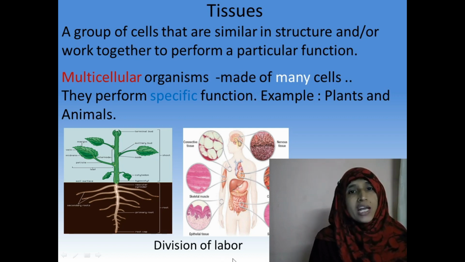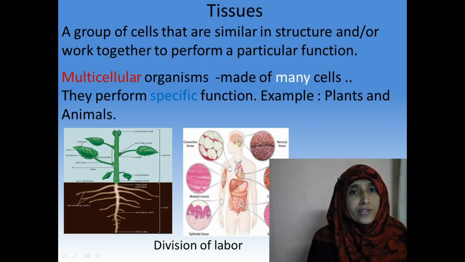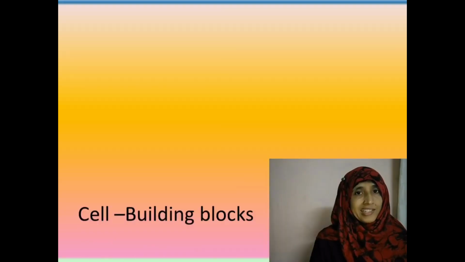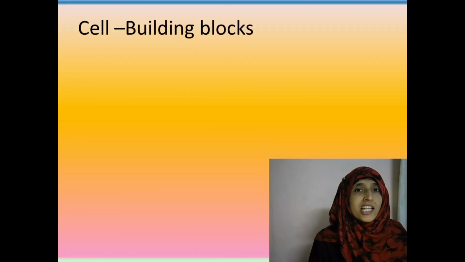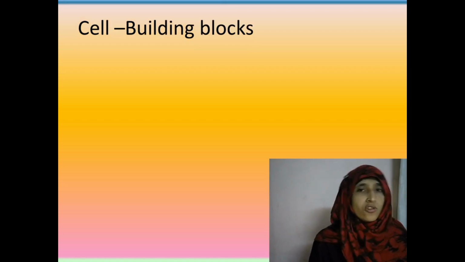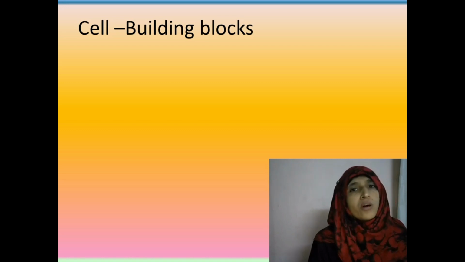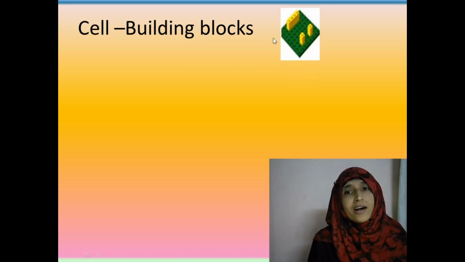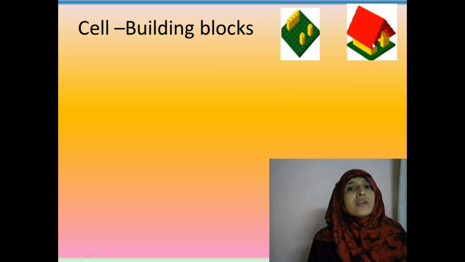Now, this is what we call division of labor. Here, work is divided between different groups of tissues, and these tissues get specialized to perform a particular function. Let's recollect. We said that cells are the building blocks, right? Different types of organisms are there. All these organisms, whether unicellular or multicellular, are made up of cells. That's why we say they are building blocks, just like a single block is used to make this house. We say that it is the building block.